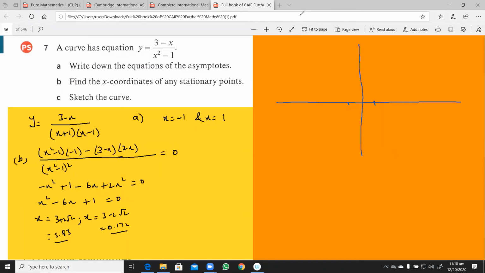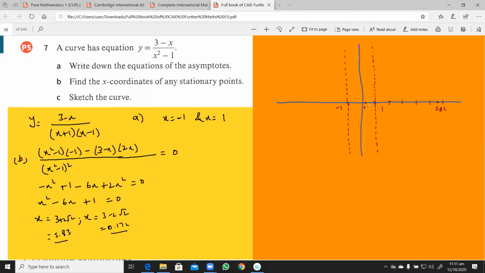So this color would work for me. Yeah, this is one of the asymptotes here. There's 1 here, and this is minus 1 here. Okay, one of the turning points is at this: 2, 3, 4, 5, 6. So we have a turning point somewhere over here. This is 5.83, and the other one is 0.172. 0.172 will be somewhere over here.